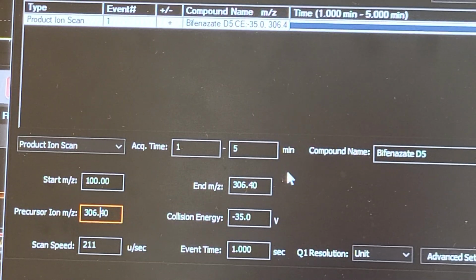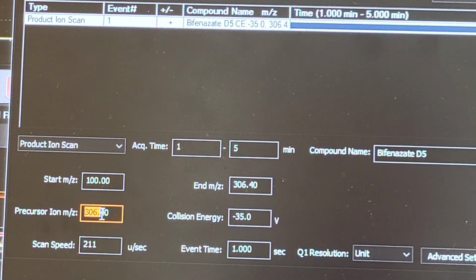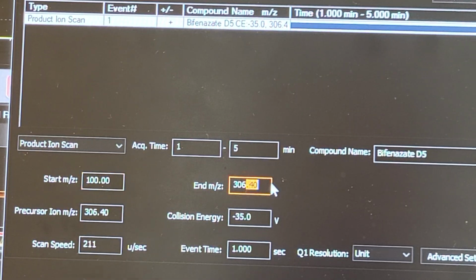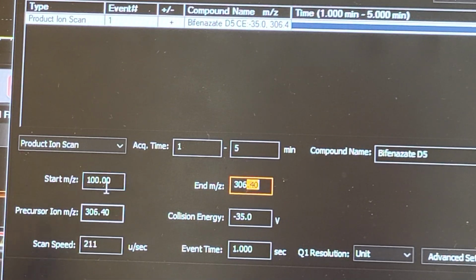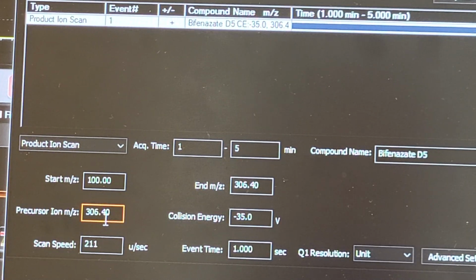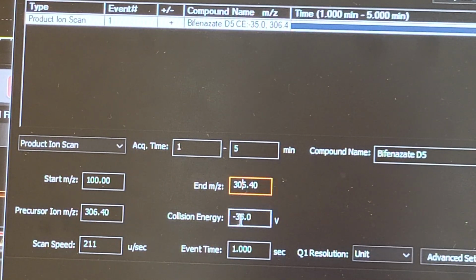Okay, so here are my parameters. My precursor ion is 306.4. My starting and ending M/Z for the product ion scan is 100 to 306.4, so we won't really see a product that's greater in M/Z than the starting M/Z, I don't think. We'll try that, and for the collision energy, I'll make that 20. Then I'll purge the instrument to get the pumps going, and then I'll run this.